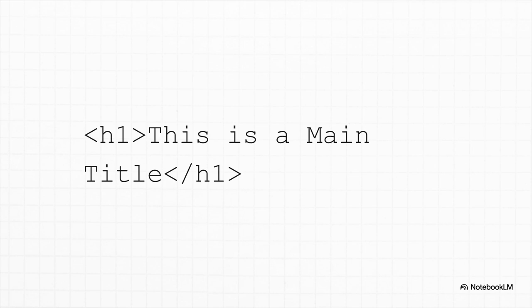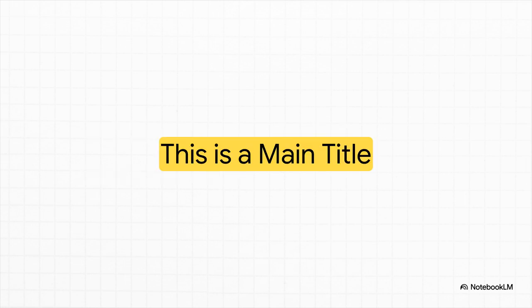So let's see it in action, right? If we want a big title on our page, this is the exact line of code we'd write. See, you've got your opening H1 tag, then your text, and then the closing H1 tag. It's really that straightforward. And boom, this is what the browser actually shows you. It reads that little instruction we wrote and turns it into a big, bold heading. That's the whole game right there. You write the code, and the browser does the work of making it look like something.